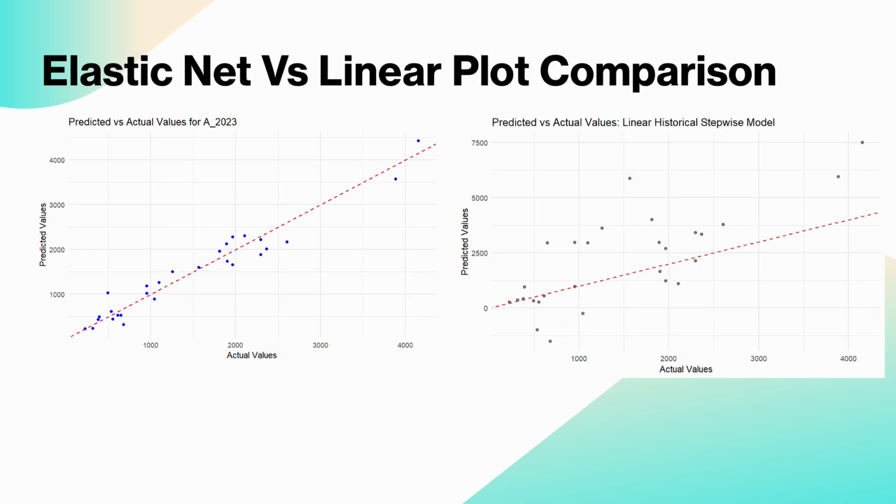So when we plotted the predicted versus actual values, on the left here is for the ElasticNet model, and compared that to one of the original stepwise linear historical models, you can see that it's a lot tighter and our predicted values were a lot closer to the actual values. So these ones are working much better.